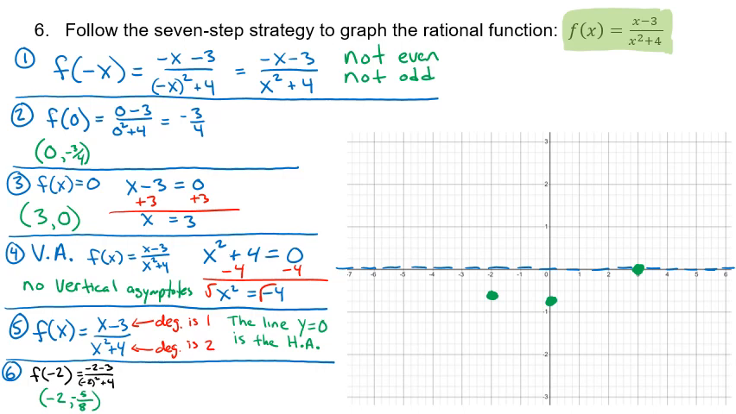All right, let's try positive 1, f of 1. So on top we get 1 minus 3. On the bottom we get 1 squared plus 4. So when x is equal to 1, the y value, 1 minus 3, so that's negative 2 on top. 1 plus 4 is 5, so negative 2/5. When x is 1, we get negative 2/5. So somewhere, maybe about right there.